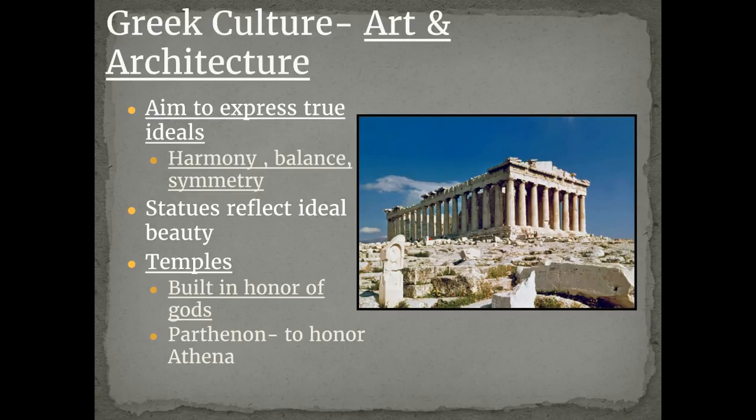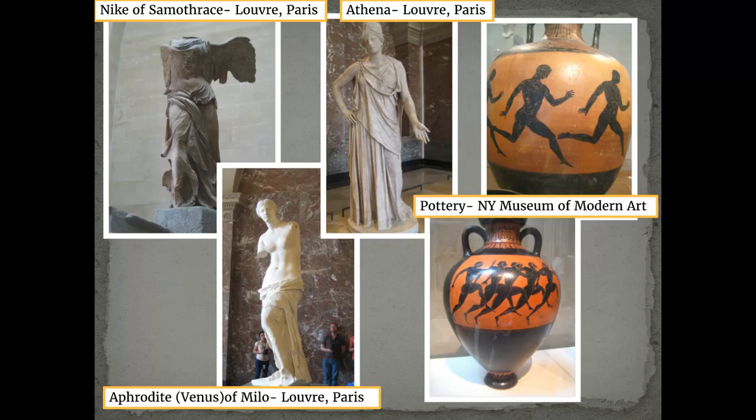A lot of these temples are built to honor specific gods, but we see a lot of Greek statues where they're trying to show their idea of the perfect human being. So this is another thing that the Greeks give us that still affects us today. Here are some examples of beautiful Greek artwork, and we'll talk more about some of these in class.